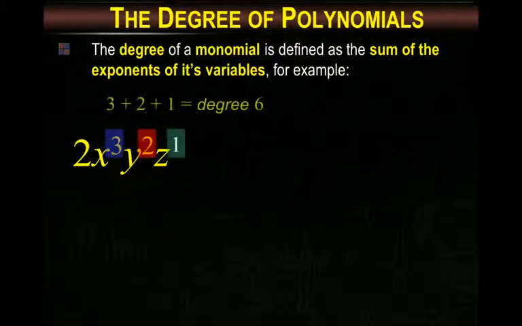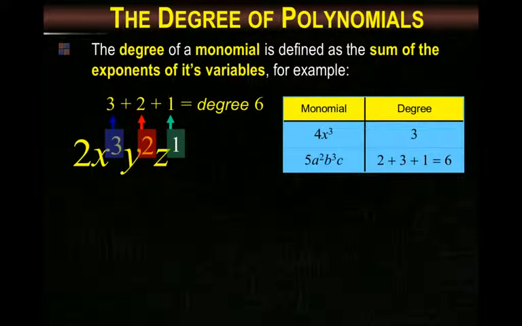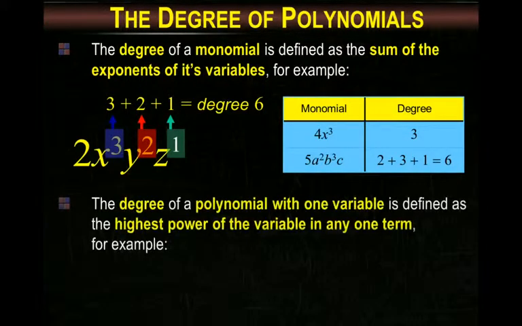So 3 plus 2 plus 1 means that this thing has what's called a degree. It's kind of like a degree of difficulty. This has a degree of difficulty of 6. In other words, that's a hard type of algebra. It's 6 hard. Okay? This one, 4x to the power of 3, has only a degree of 3. This one is like the other one, it has a degree of 6.